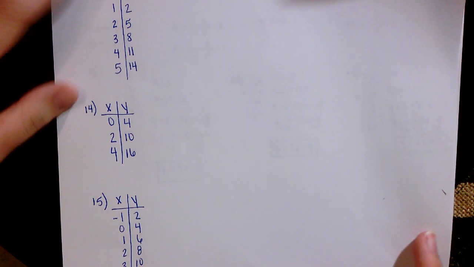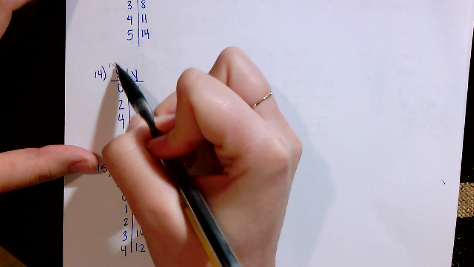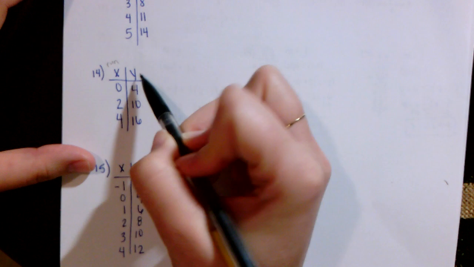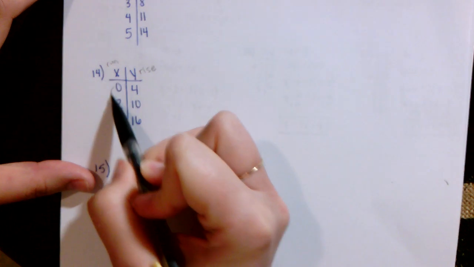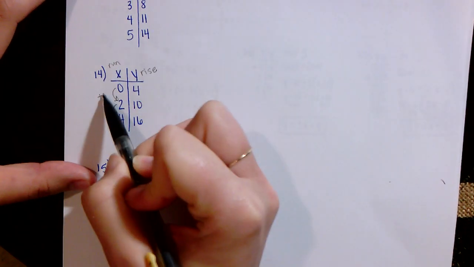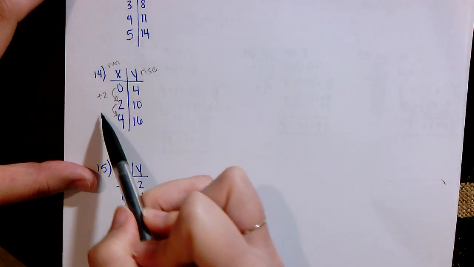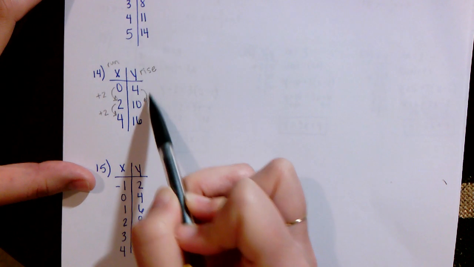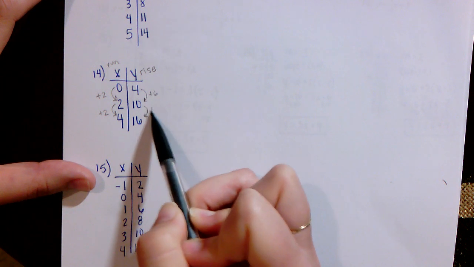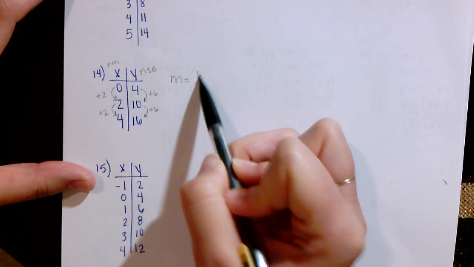So for the tables, I'll do 14. I'll go right down to the middle one. So remember, for the tables, we label this run because our x-axis runs horizontally. And we label y rise because it rises up and down. So now we just start finding the difference between each number. So 0 to 2 is +2. Sorry, it keeps going blurry. 2 to 4 is +2. 4 to 10 is +6. 10 to 16 is +6. So if slope is rise over run, it's going to be 6/2.